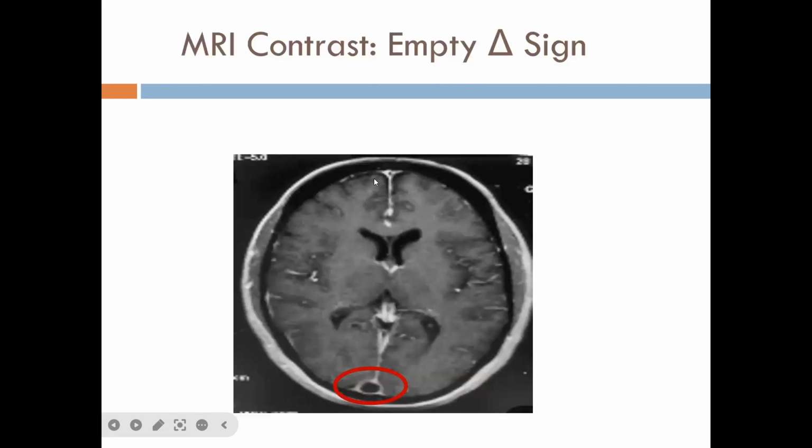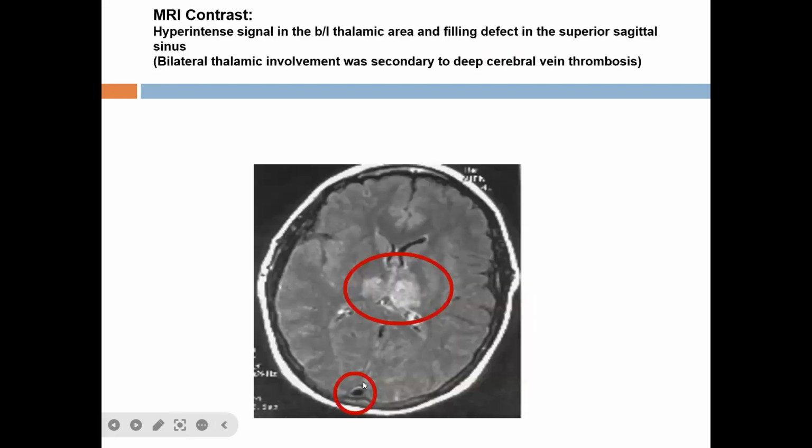Again, one more. This is empty delta sign. You can see the flow defect in the posterior aspect of the sagittal sinuses. Next, in deep vein thrombosis, due to the involvement of these basal ganglia, patient can present with acute onset encephalopathy. So you need to see the vasogenic edema and cytotoxic edema in subcortical structure along with the empty delta sign.